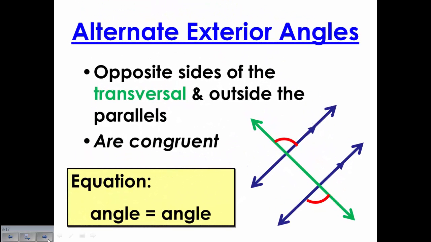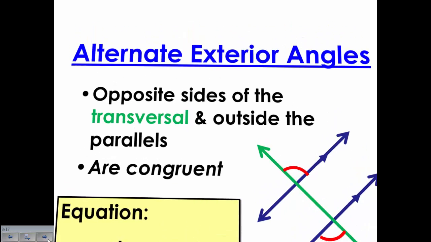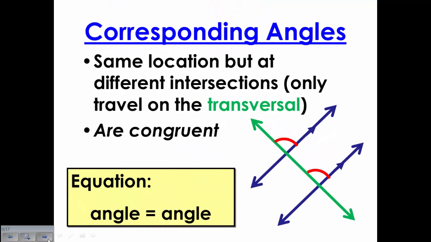Alternate exterior angles are on opposite sides of the transversal, outside of the parallels. They're always congruent to each other. Your equation is angle equals angle. Corresponding angles are in the same location at the intersections, but at different locations. They are congruent to each other. For example, the ones in this picture, if you turn your head a little bit to the left, they're both in the top right.